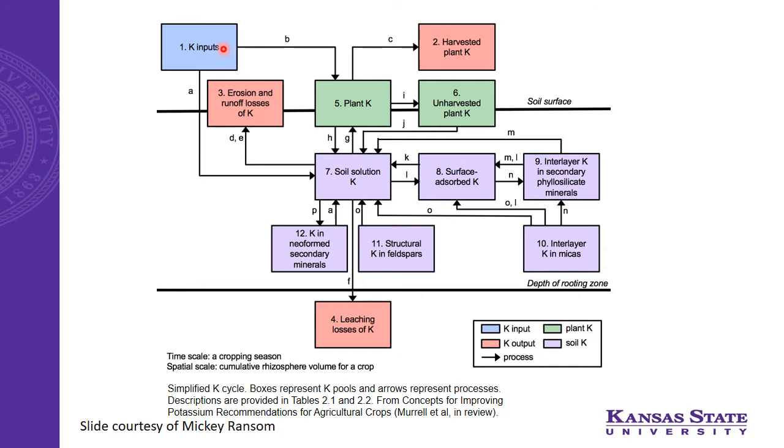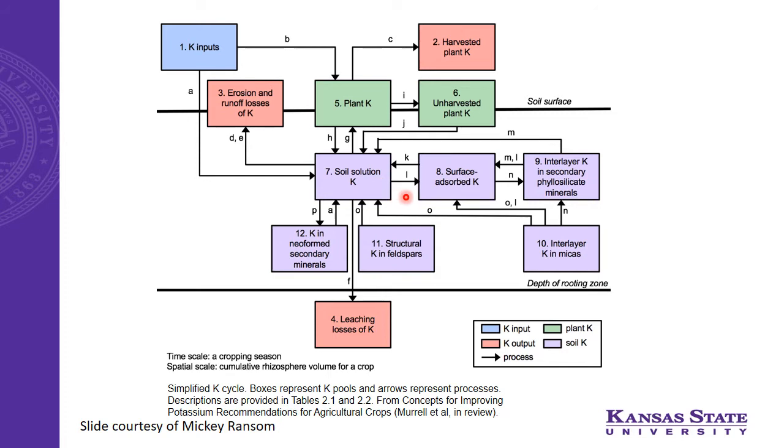And then we have inputs, which include a variety of things. Could be manure, could be biosolids, could be compost, or it could be potassium fertilizer. So we have all those inputs. And then within the soil, there's a few new changes.